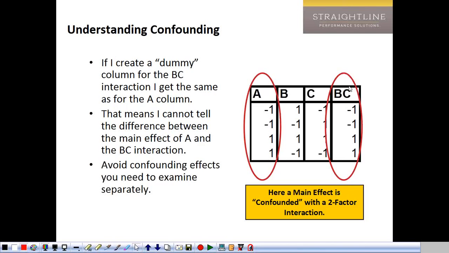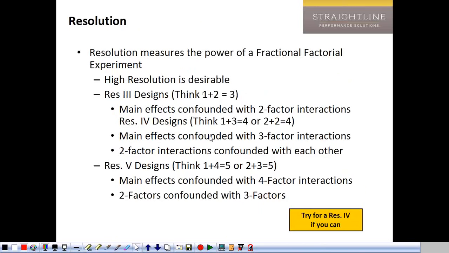So if we were going to estimate the effect of BC, it's exactly the same as A. We can't tell the difference. So that would not be such a good experiment because we wouldn't be able to separate the effects of A from another fairly important one, the BC interaction. That's what confounding is. So enter something called resolution, and resolution simply gives you the worst case scenario for confounding.